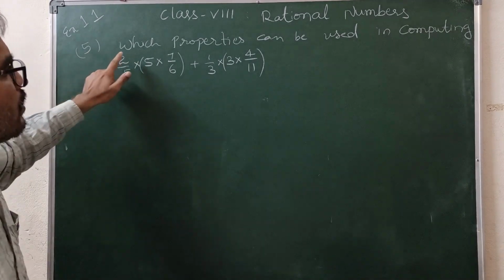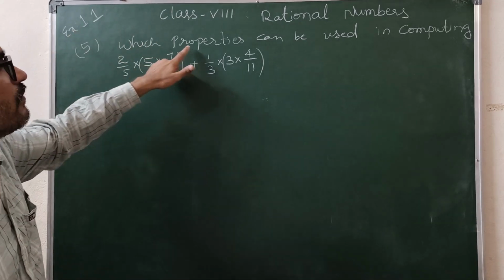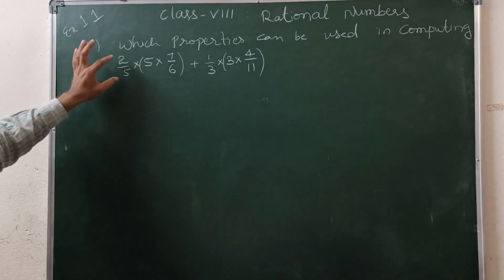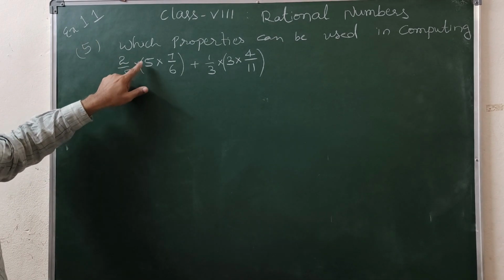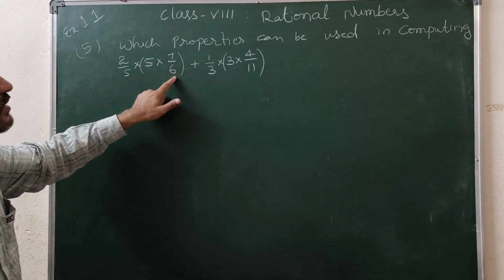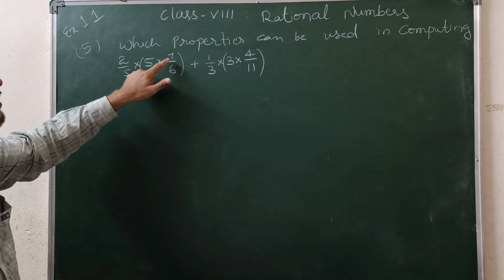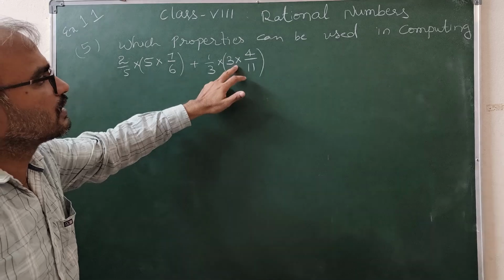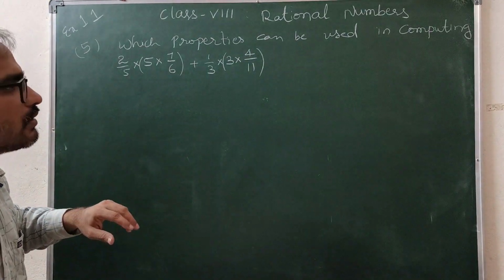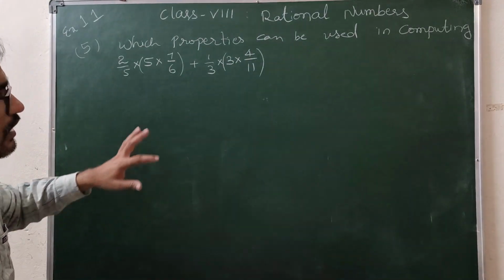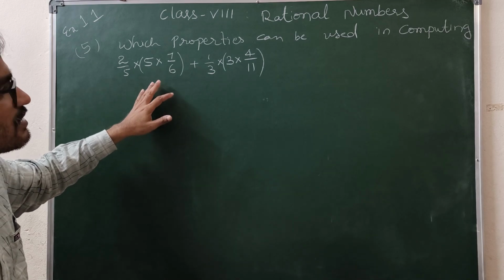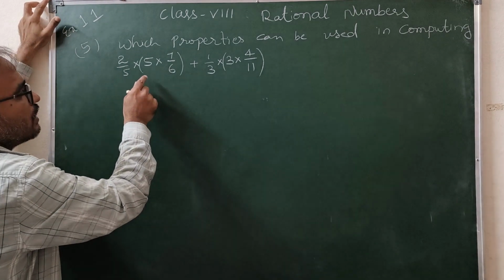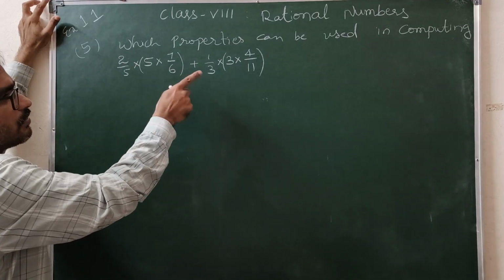Which is the fifth problem in exercise 1.1? Which properties can be used in computing this expression? 2 by 5 into, in brackets, 5 into 7 by 6, plus 1 by 3 into, in brackets, 3 into 4 by 11. So it's up to the person who is solving which properties we use.